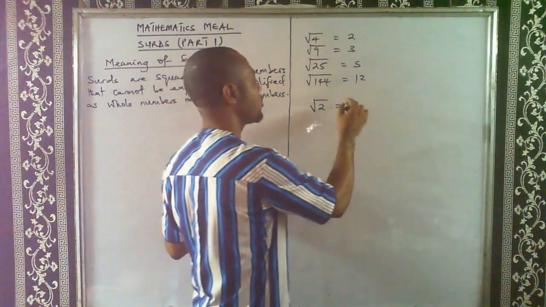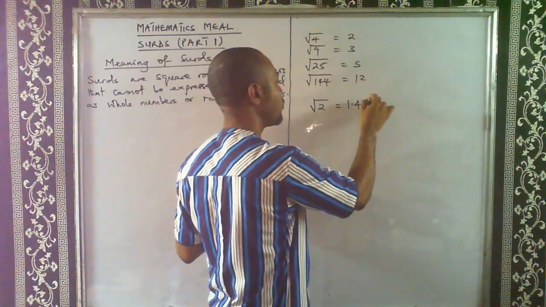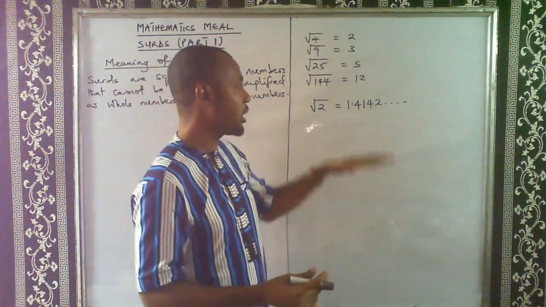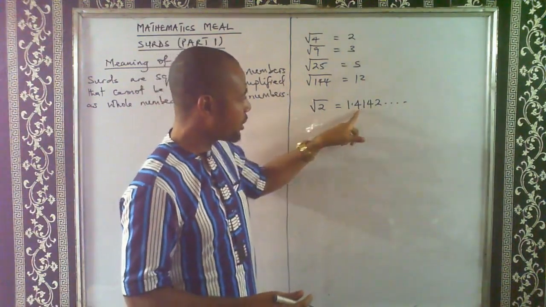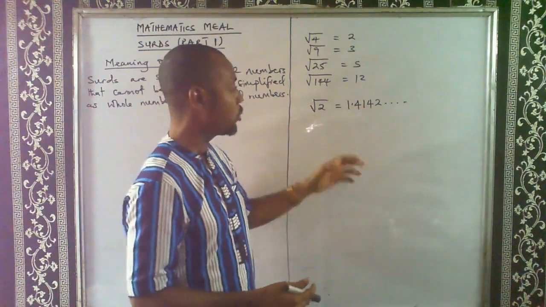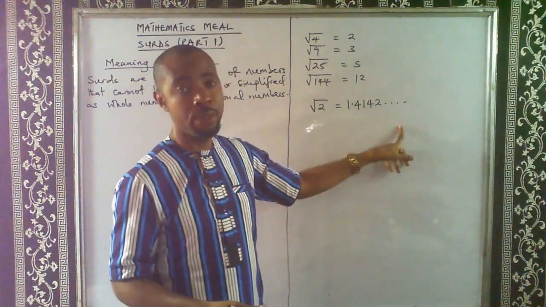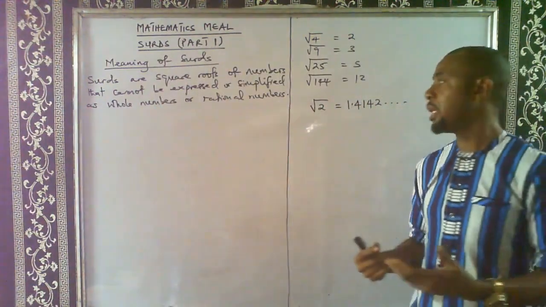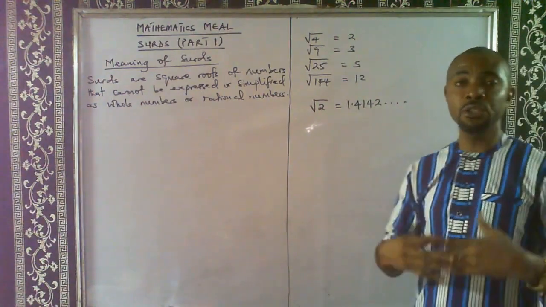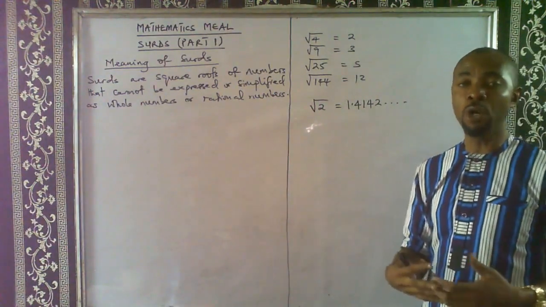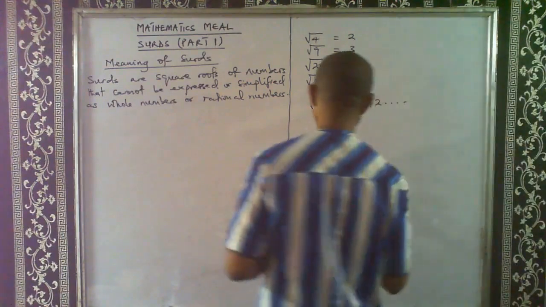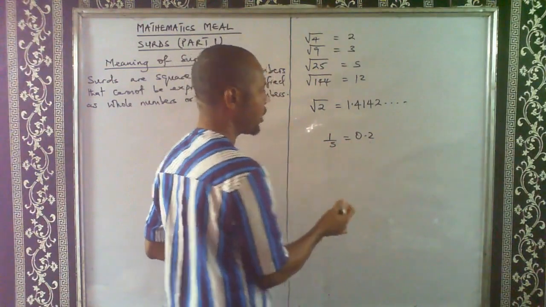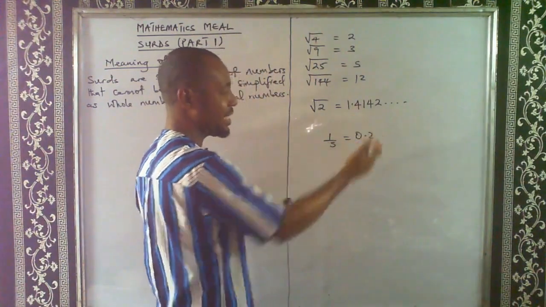So we can write the square root of 2 as 1.4142 and so on. If you use your calculator, that's what you are going to have. Now you see that this number is not a whole number, and also it's not a rational number. Rational numbers are numbers that produce either a terminating decimal or a recurring decimal. If we have 1 over 5, we are going to have 0.2. This number is rational because the decimal terminates, it ends.